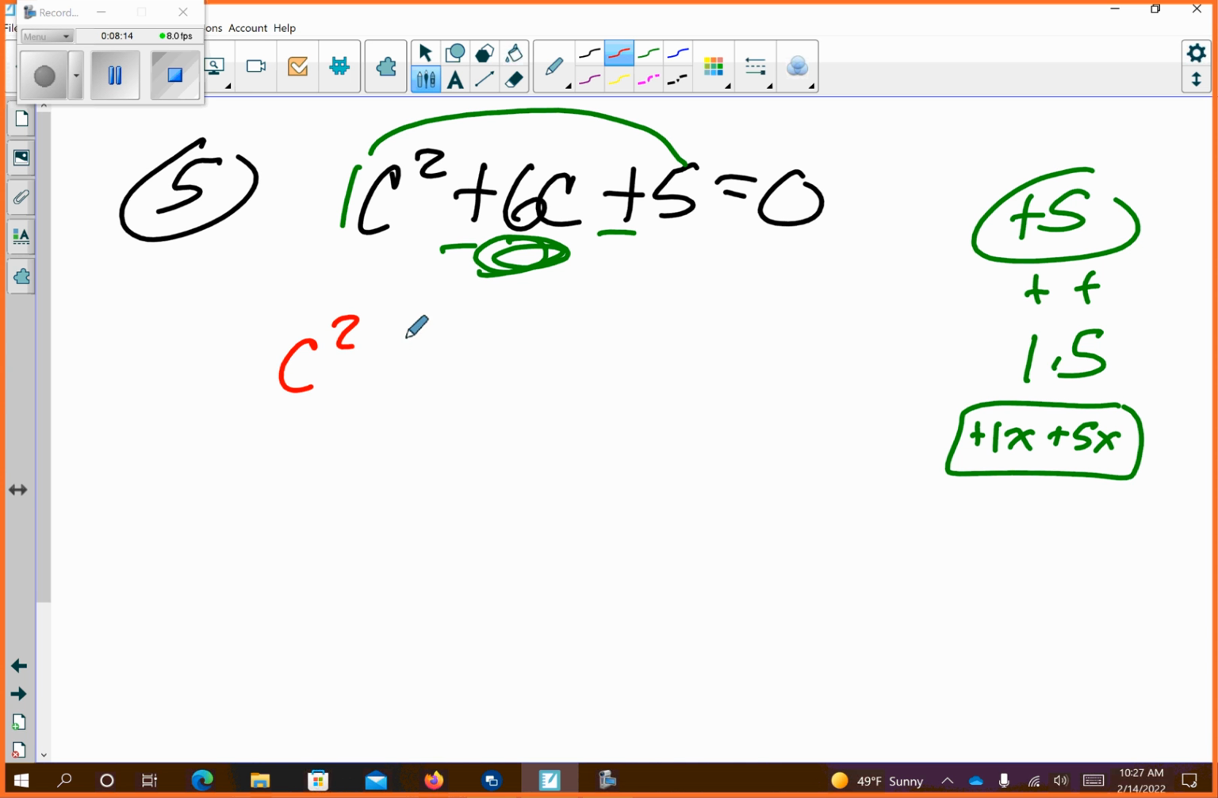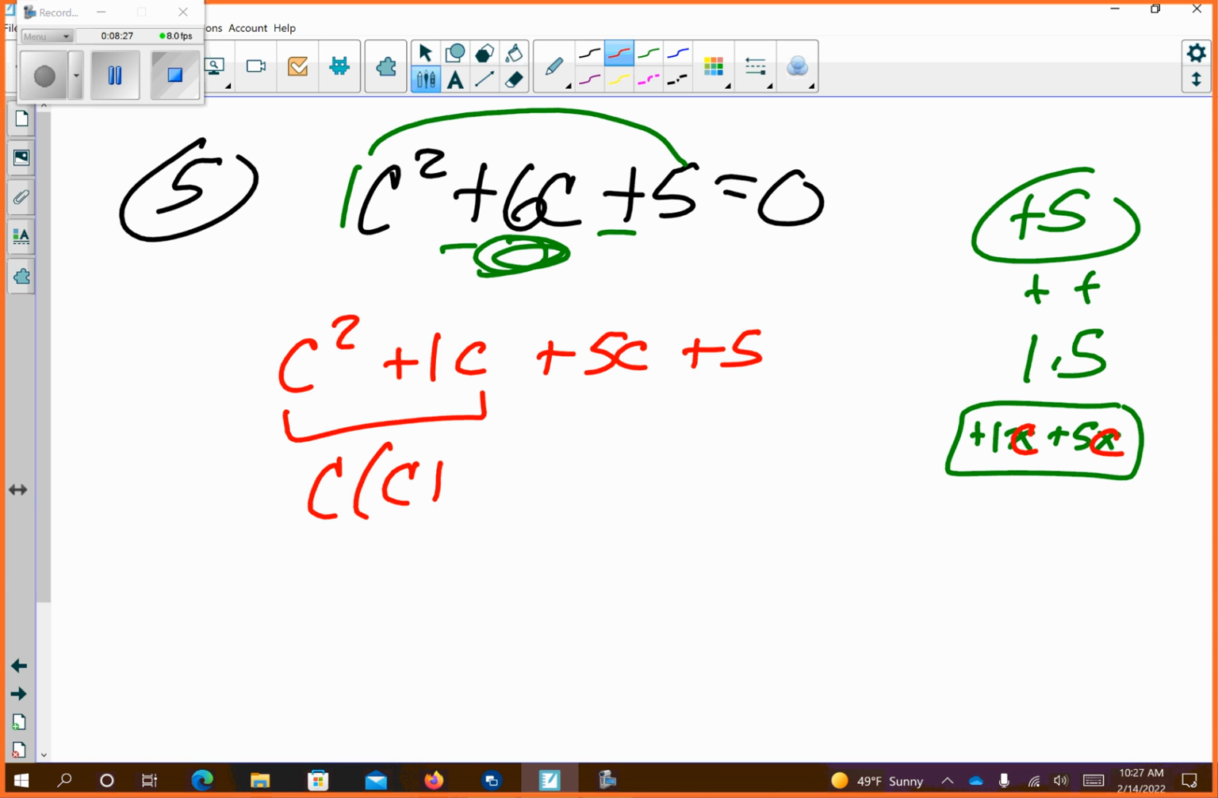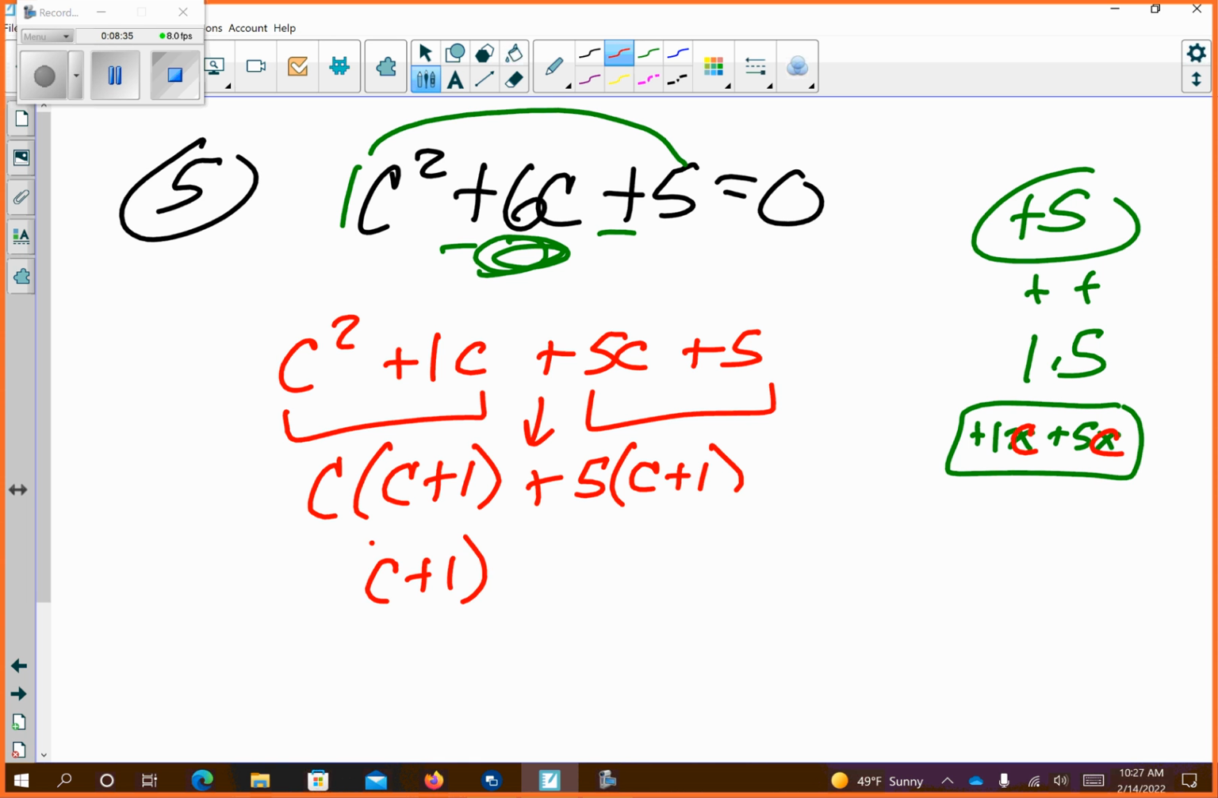Oh, and they should have been C's. I'm sorry. Changing letters on me, goofing me up. I have a C in common here, so I can factor out C plus 1. Plus sign comes through. I have a 5 in common here, so I get C plus 1. So that's going to factor to C plus 1 and C plus 5. Set those each equal to 0. So C equals negative 1, C equals negative 5.